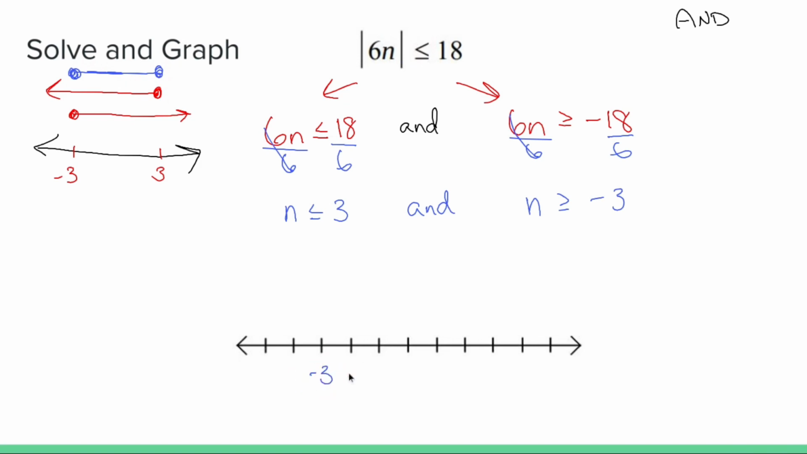So we'll put negative 3 here, negative 2, negative 1, 0, 1, 2, 3, 4, 5, negative 4, negative 5. We'll fill in a circle at negative 3. We'll fill in a circle at positive 3. And we'll fill in everything in between. That, ladies and gentlemen, is a very basic absolute value inequality. Fun!